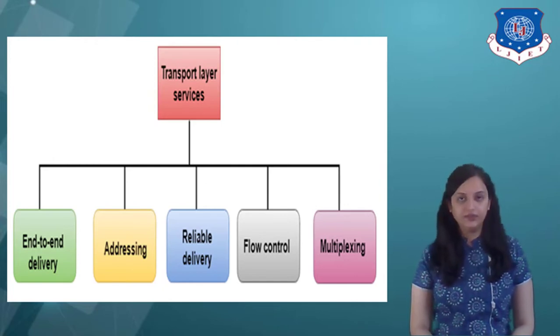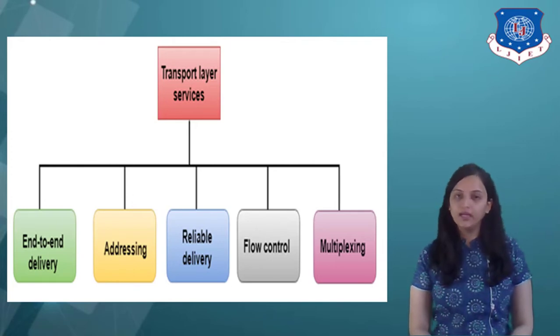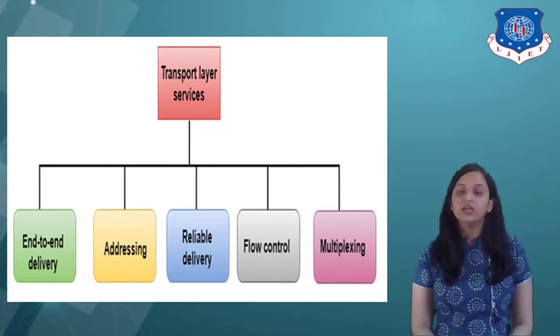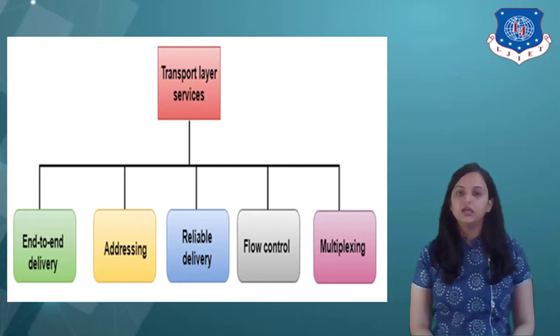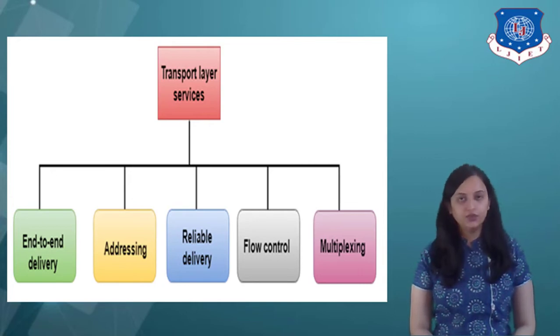Second one is reliable delivery. The transport layer provides services by retransmitting the lost and damaged packets, which ensures the reliable delivery of the packets from source to destination host. Next, the reliable delivery of the transport layer has 4 aspects. Among that, the first one is error control, second one is sequence control, third one is loss control, and fourth one is duplication control. So these are the main 4 aspects using which reliable delivery of the packets is done at the transport layer.